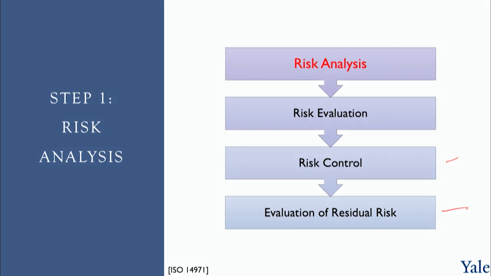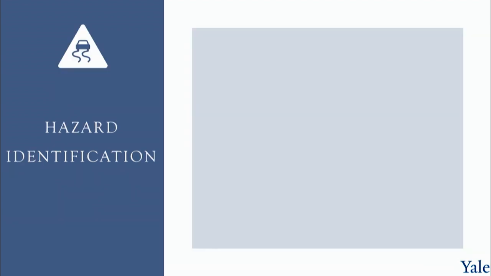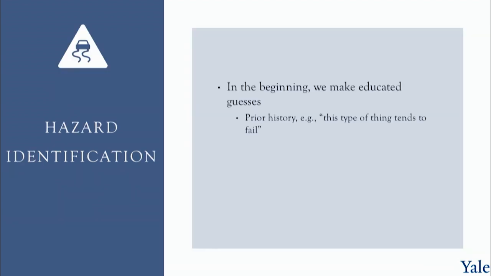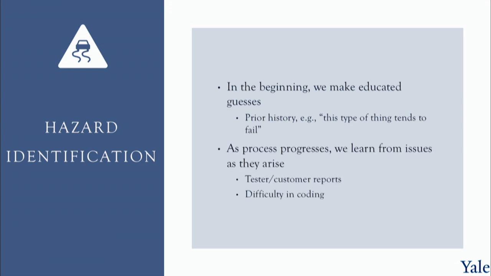So the first step is risk analysis. And the risk analysis fundamentally consists of identifying the hazards. What could possibly go wrong? In the beginning, we make educated guesses. We have the prior history. This type of thing tends to fail. But as the process progresses, we learn from issues as they arise.